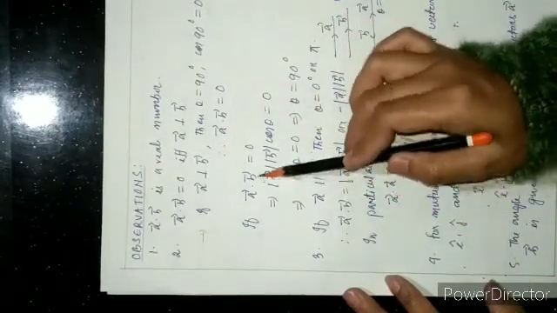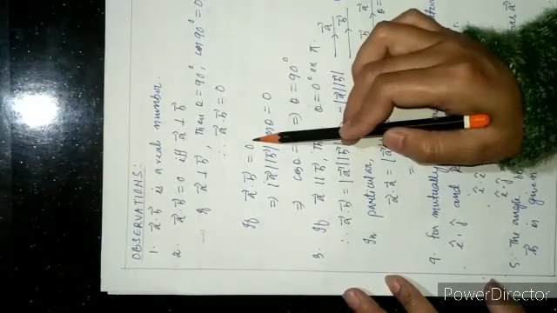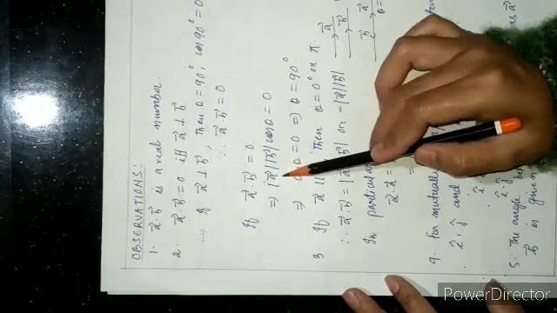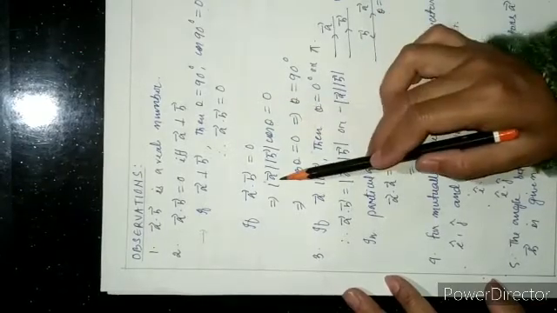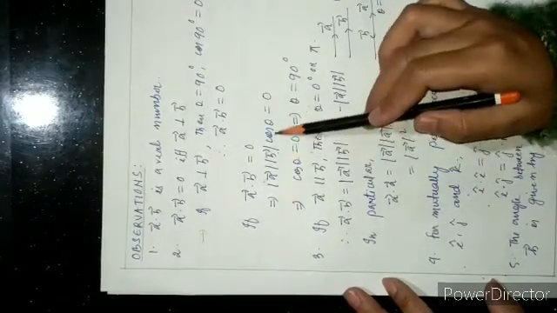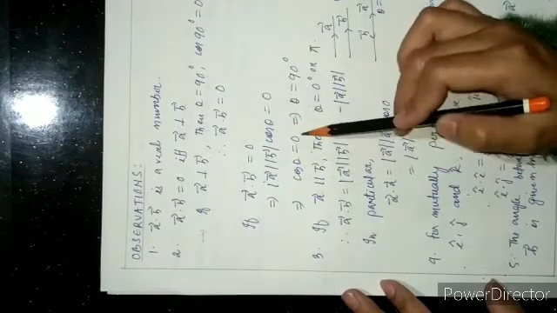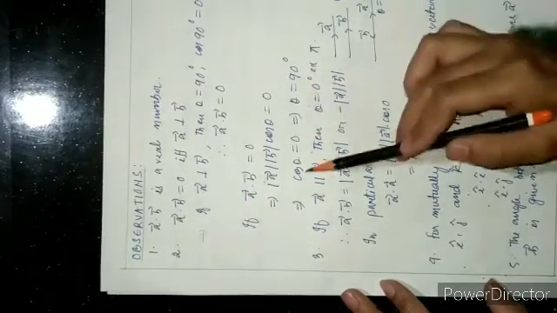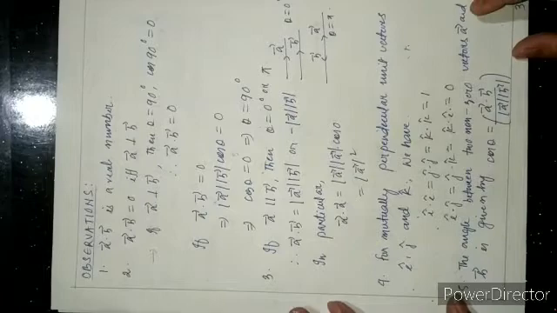If a dot b is equal to 0, then write the definition of a vector dot b vector, which is equal to magnitude of a, magnitude of b, cos theta equals 0. If a vector and b vector are non-zero vectors, then cos theta is 0, which implies that theta will be equal to 90 degrees.